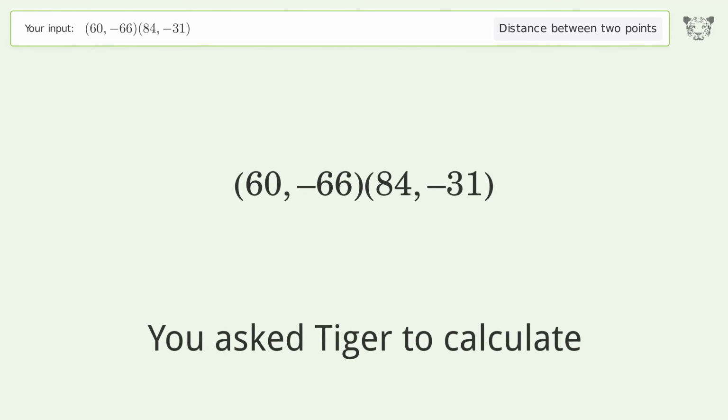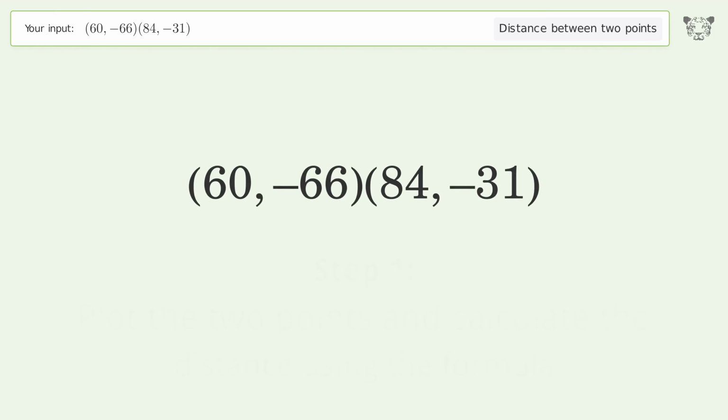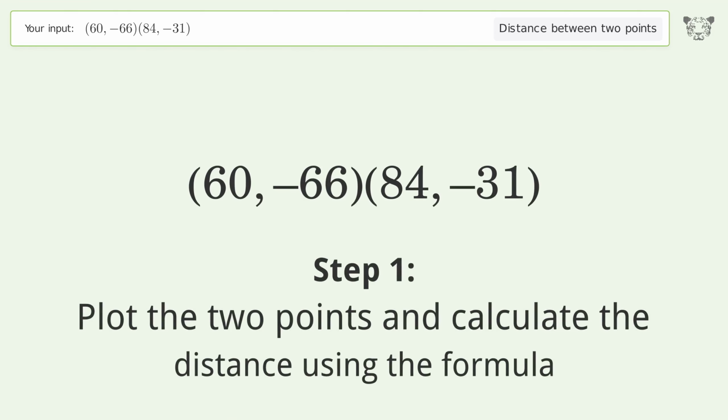You ask Tiger to calculate. This deals with the distance between 2 points. The distance between the 2 points is the square root of 1801, or 42.438. Let's solve it step by step. Plot the 2 points and calculate the distance using the formula.